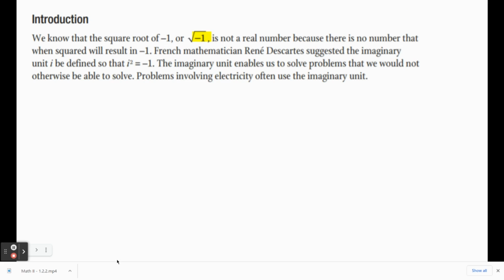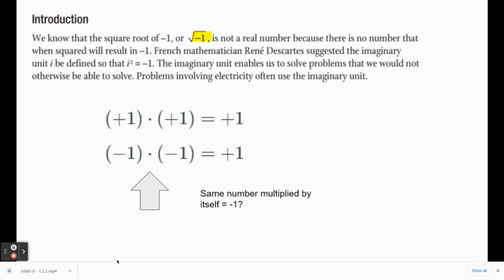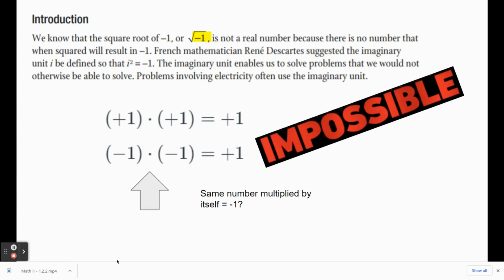Now, the problem becomes when there is a negative inside the radical, because if I try to take the square root of negative 1, well, how can you do that? The square root of positive 1 could be positive 1, because positive 1 times positive 1 is positive 1, or it could be negative 1, because negative 1 times negative 1 equals positive 1. Remember, it's got to be the same number. So it's basically impossible to take the square root of negative 1.